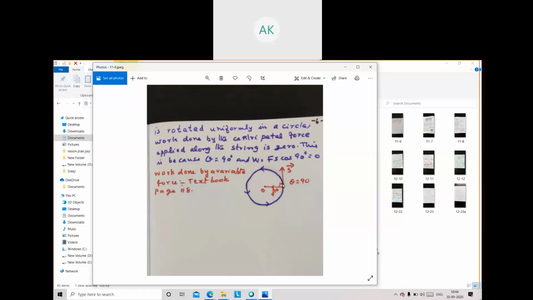If you draw a small displacement, a small length, and the direction is shown like this, vector S. And vector F is towards the center. Force is acting towards the center. Displacement is along this direction. The angle between them is 90 degrees. So work done is 0. F dot S, Fs cos theta, Fs cos 90, the work done is 0.